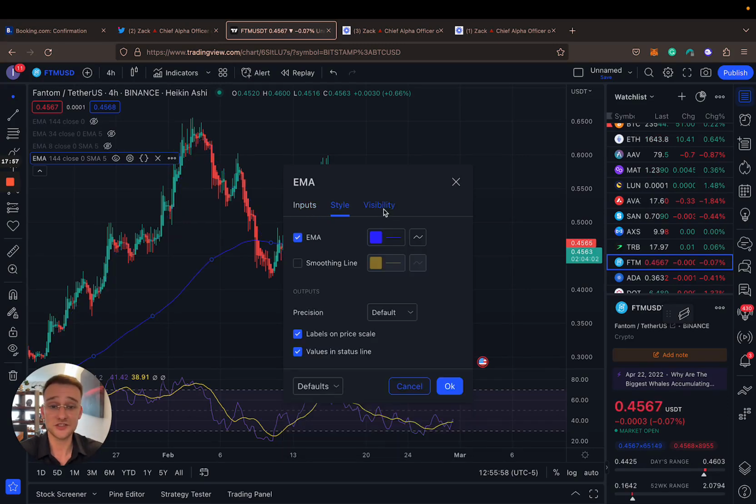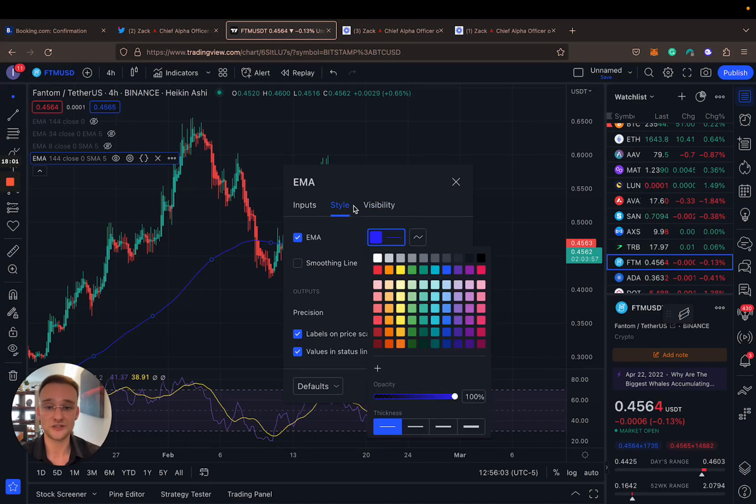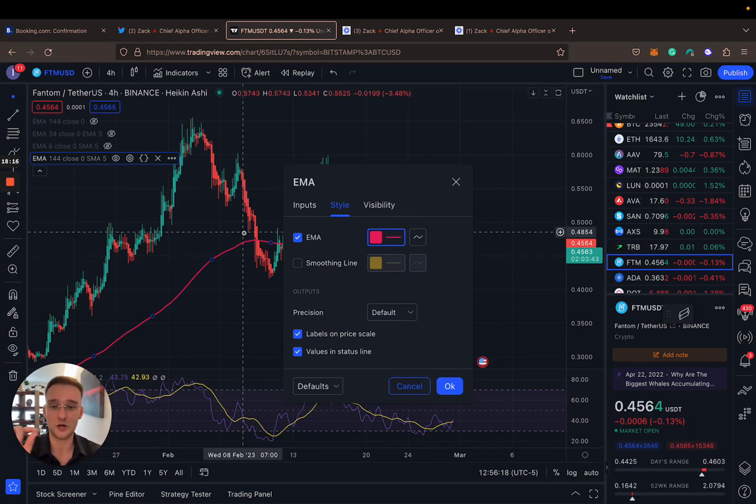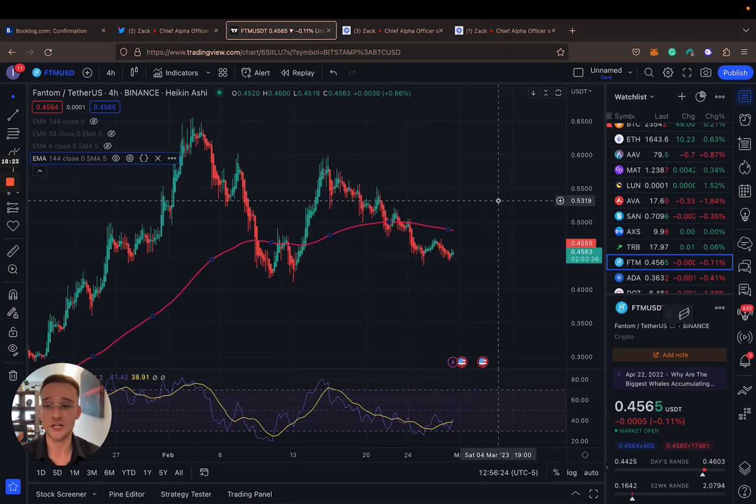And if you want to use the same color combination that I am personally using, then you can go over to style, and under the EMA, you can actually pick the colors. So 144, I use the red color, let's say this one. And I also changed the thickness of the line just to improve the visibility, so I can more easily spot the color combination and the differences in between. So that's pretty much it, and you have the 144 EMA set up.